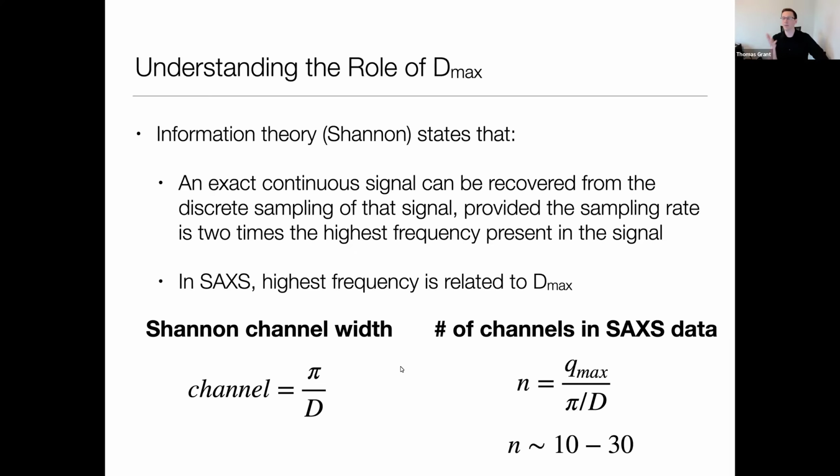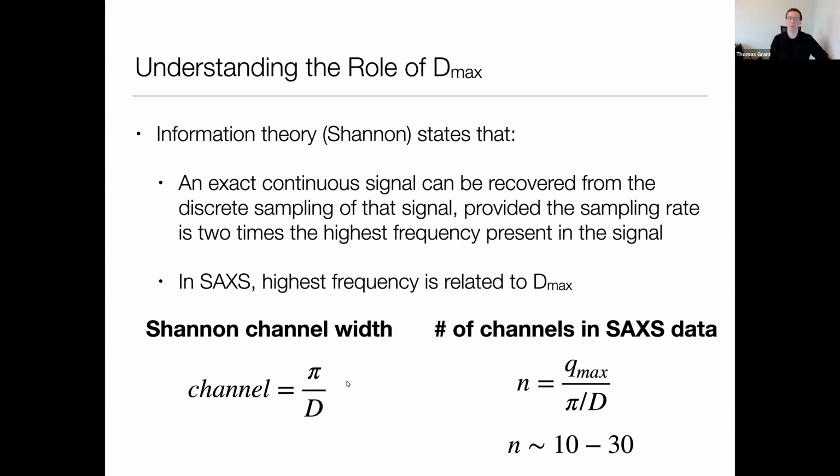So in SAXS, if we have q values that are 4 pi sine theta over lambda, we can relate the vector length to a frequency in reciprocal space. And that's 2 pi over that vector length in the q values that we're using. So that means that the corresponding frequency of Dmax is 2 pi over Dmax. But Shannon theory says that we need twice the highest sampling rate. And so that means that we need to make sure we're sampling the data at least 2 pi divided by 2 Dmax, which is effectively pi over D.